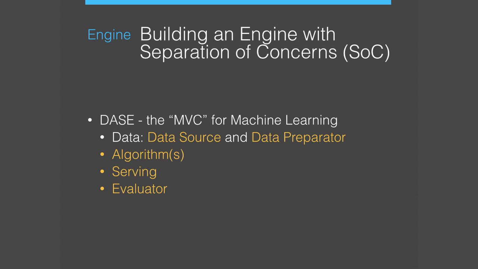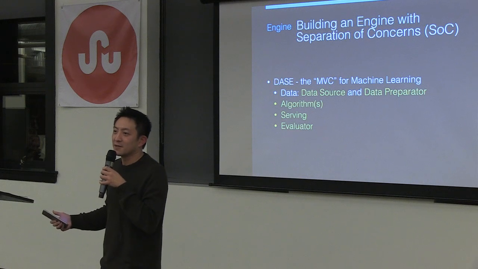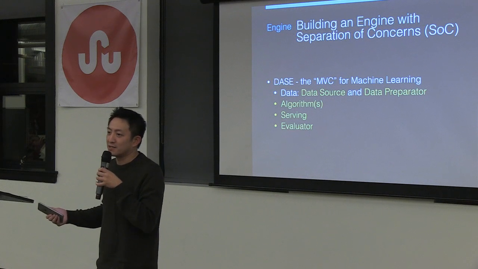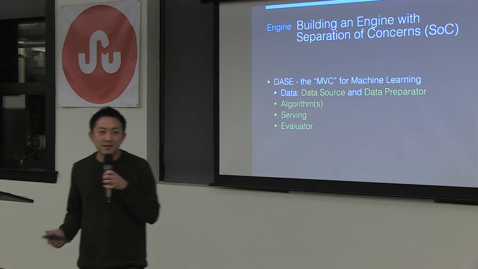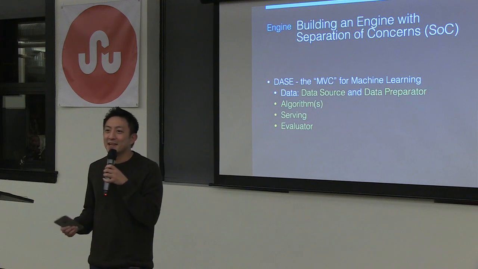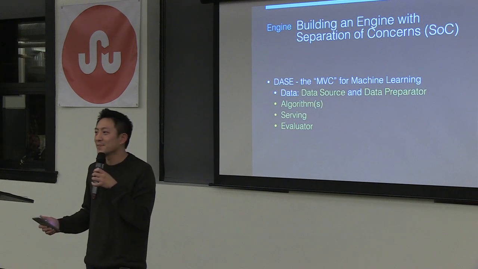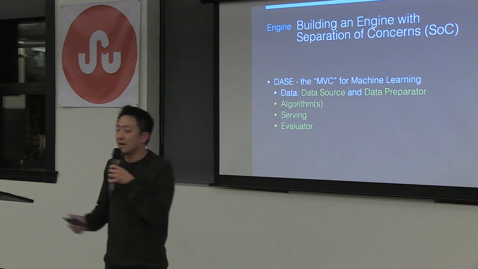So we developed something called DASE, D-A-S-E. It's basically the MVC for machine learning. But I find it sounds much better than MVC, right? DASE, you can pronounce it. MVC, you can't pronounce it. So D stands for data source and data preparation, which is responsible for preparing the data for training the model.